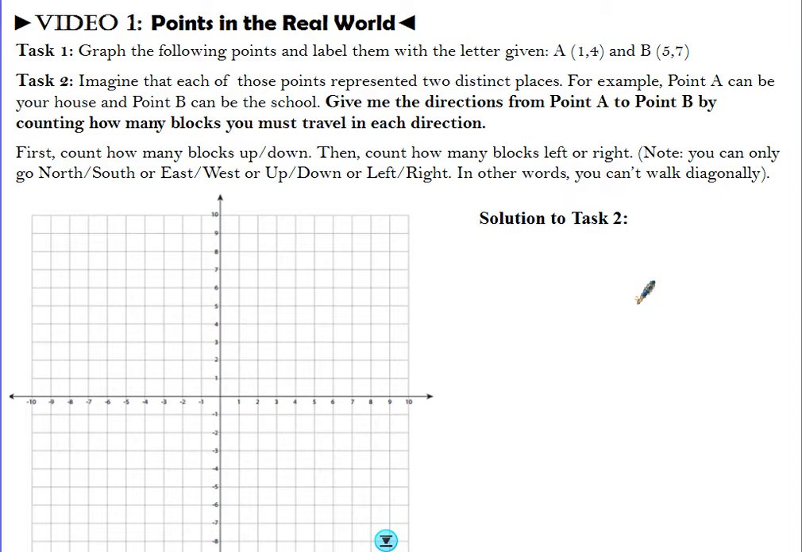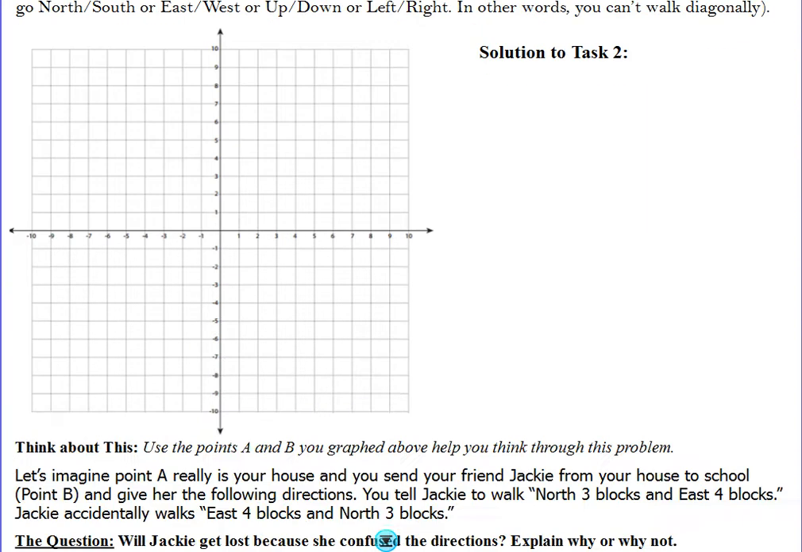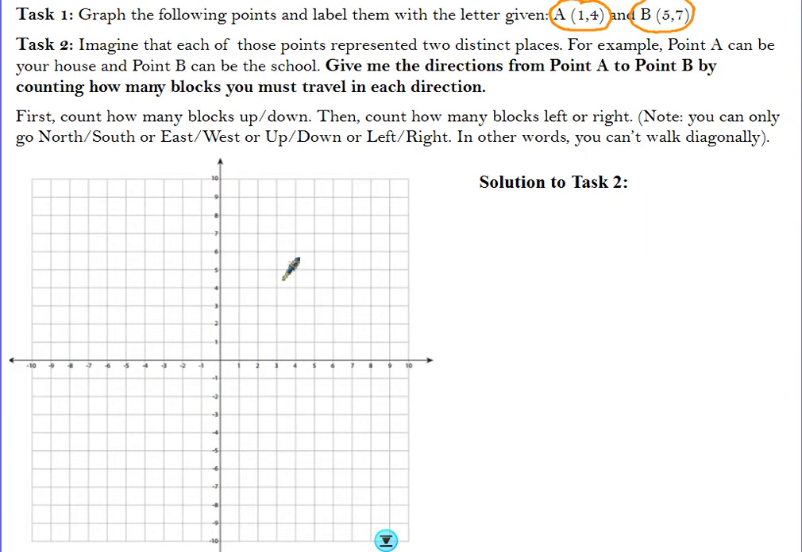Task 1, it says to graph the following points and label them with the letter given. You have 2 points. You have point A and point B. So first task is very simple. You're going to graph them. 1, 4. I'm going to start at 1 on the x-axis. Make sure I label them. 1 and then go up 4. That's point A. And point B is 5, starting at the x value, and then you're going to go up 7 because it's positive 7. So that's my second point. Done. Task 1 is done.